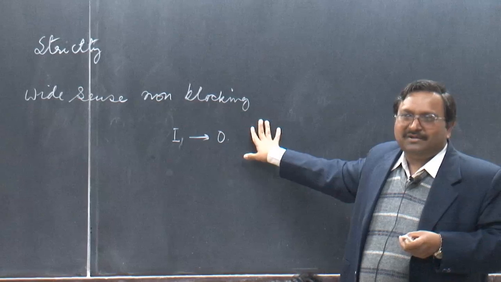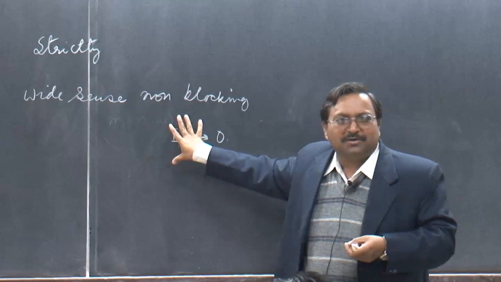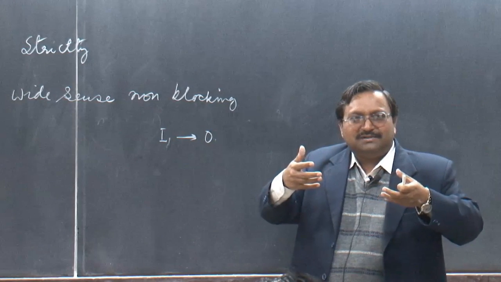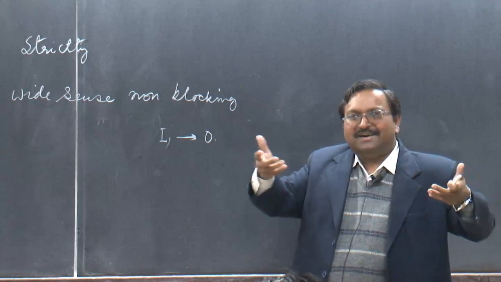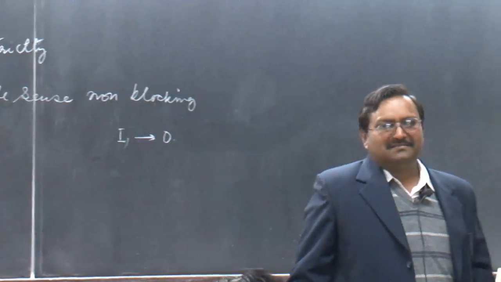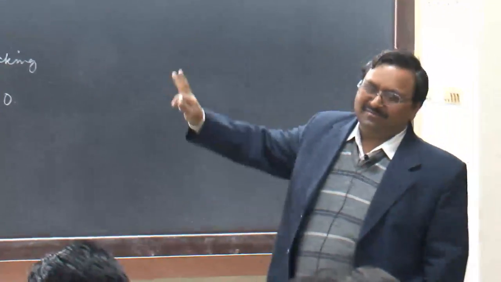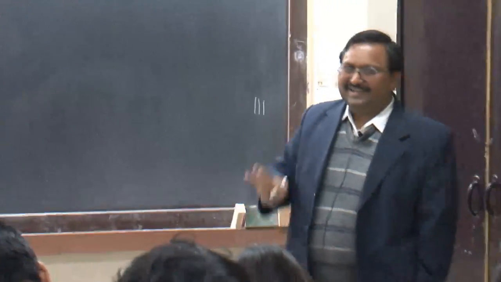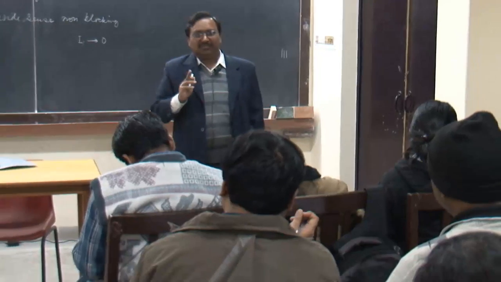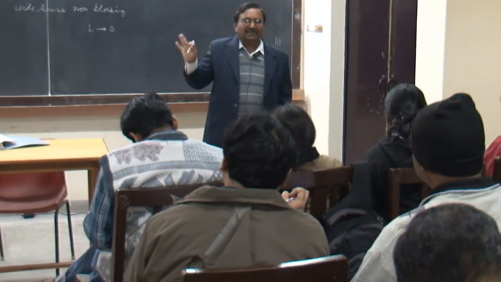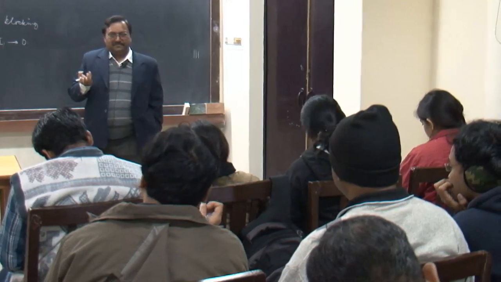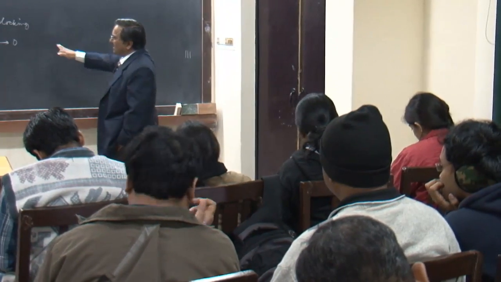And rearrangeably non-blocking, even if you cannot build an algorithm of this kind, you might have to decide on rearrangements. That will not be used. Random routing is for that; that was only for estimating the blocking probability. Here I am trying to find out the characteristic of the interconnection network. So that is wide-sense non-blocking.